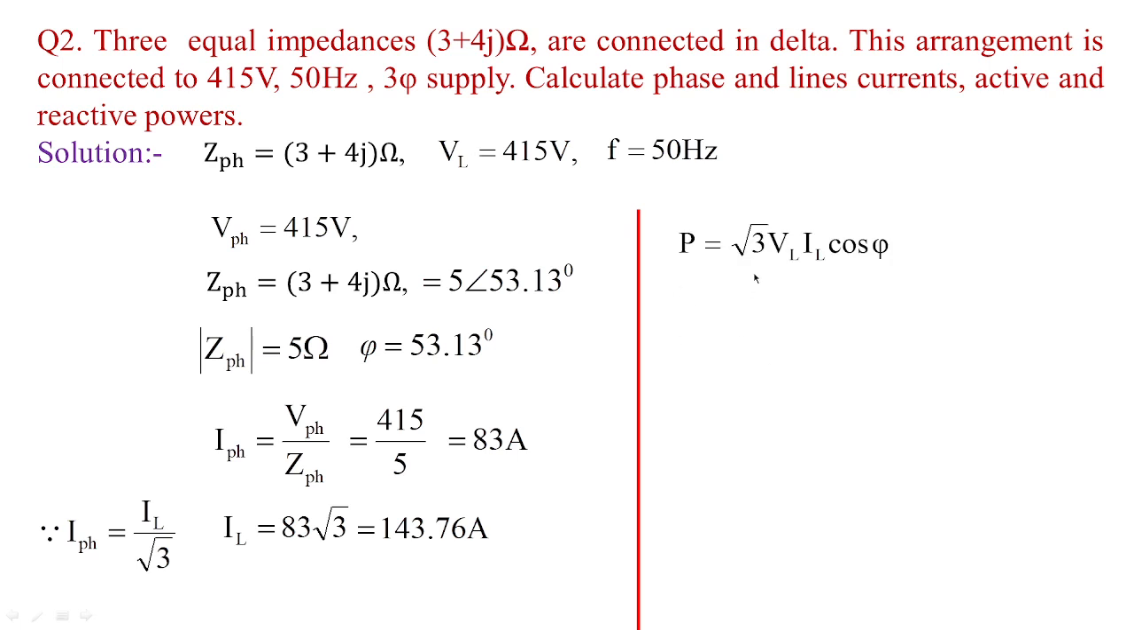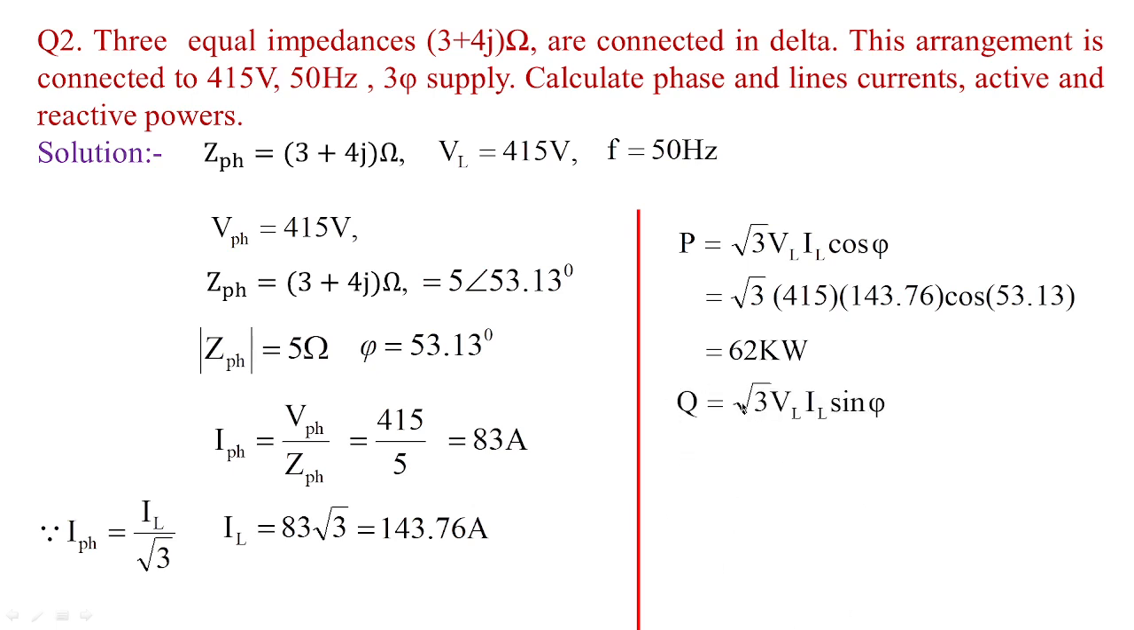That is the active power, which is root 3 VL IL cos phi. So root 3 times VL value, which is 415, IL value we have calculated as 143.76 amperes, and cos phi is nothing but cos 53.13, will give you the value as 62 kilowatts. So this is the active power.